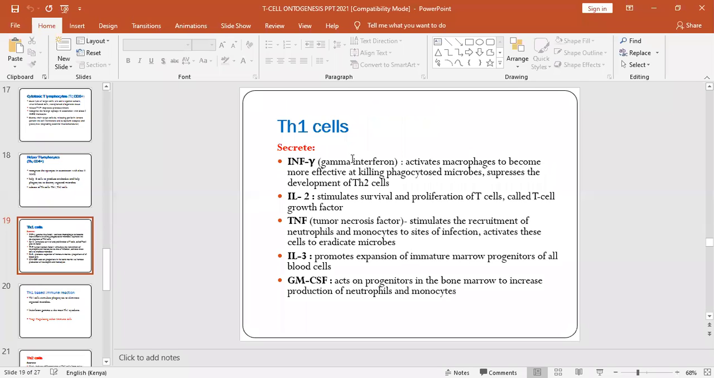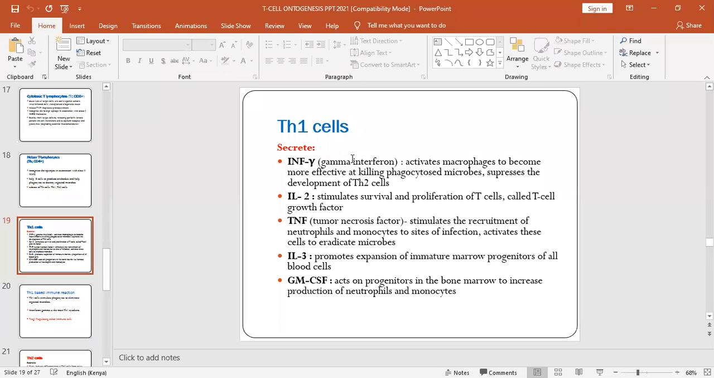They have this function that they do. Number one, they secrete interferon gamma, which activates macrophages to become more effective at killing. And this actually happens especially in innate mechanism, whereby this interferon gamma can activate the macrophages to be more responsive to the presence of certain pathogens.